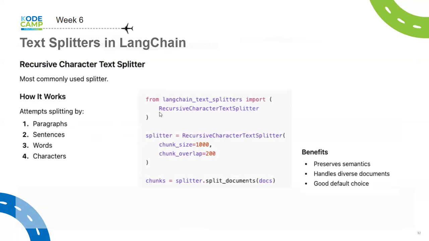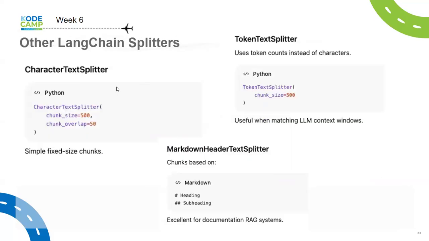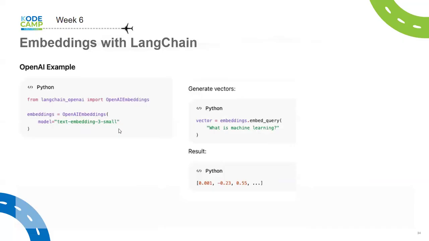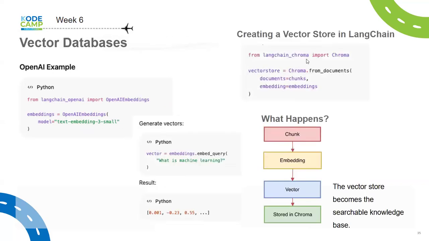Then you have splitters. The most commonly used splitter is the recursive character text splitter. A splitter allows you to chunk following a structured strategy. We talked about different chunking strategies. You have others like the character text splitter and the token text splitter. And then after that, you can do embeddings. They have integrations with embeddings as well: OpenAI, Hugging Face and all the rest. Then you can use a vector store like we have just seen.